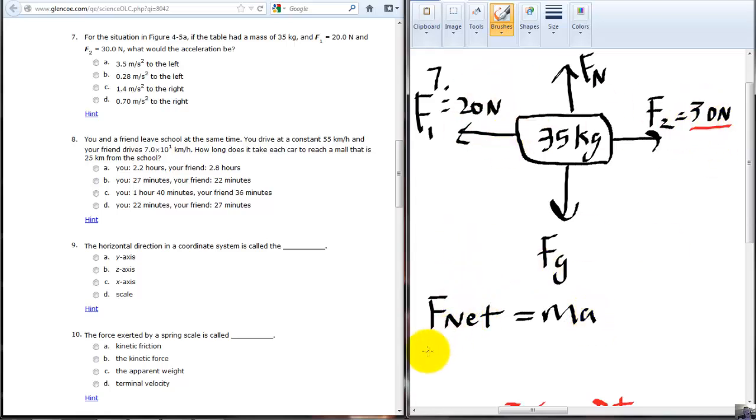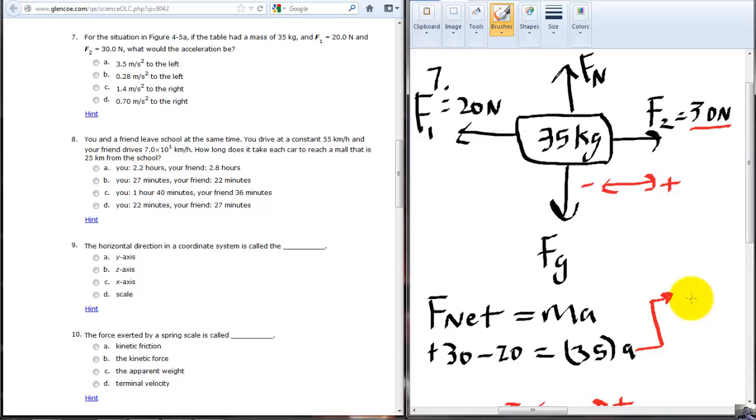So what is our F net? We've got a positive 30, and we've got a negative 20. That's because positive 30, I'm assuming, let me just draw this real quick, that this is positive and this is negative. So positive 30 and negative 20 has to equal mass times acceleration. What's the mass? 35, and the acceleration is a.